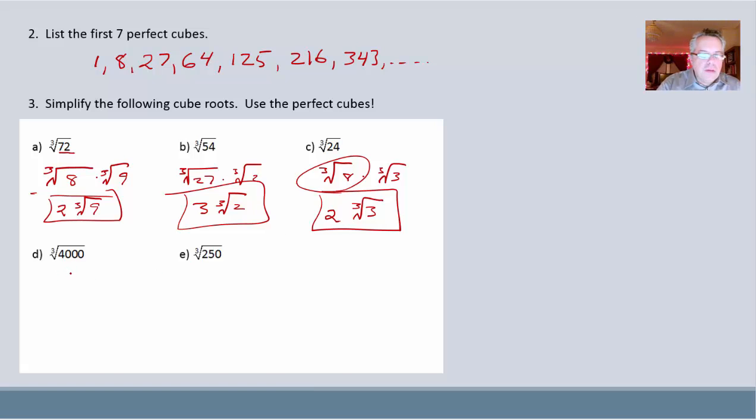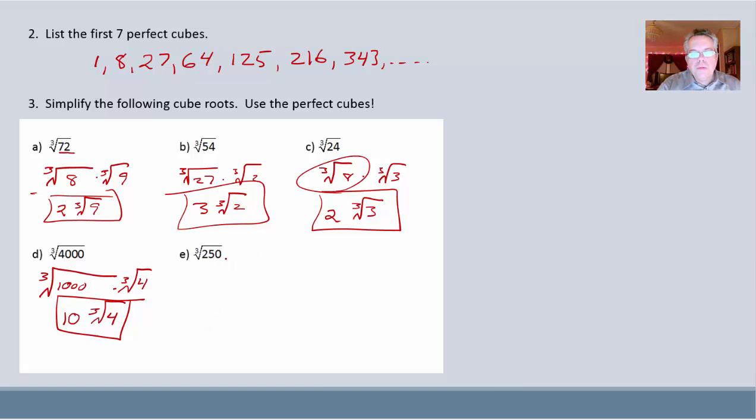All right, we've got 2 left. 1,000 goes into 4,000. I know that wasn't listed up there, but 10 to the third is 1,000. So we can break this up into the cube root of 1,000 times the cube root of 4. Cube root of 1,000 is 10, and that's times the cube root of 4.